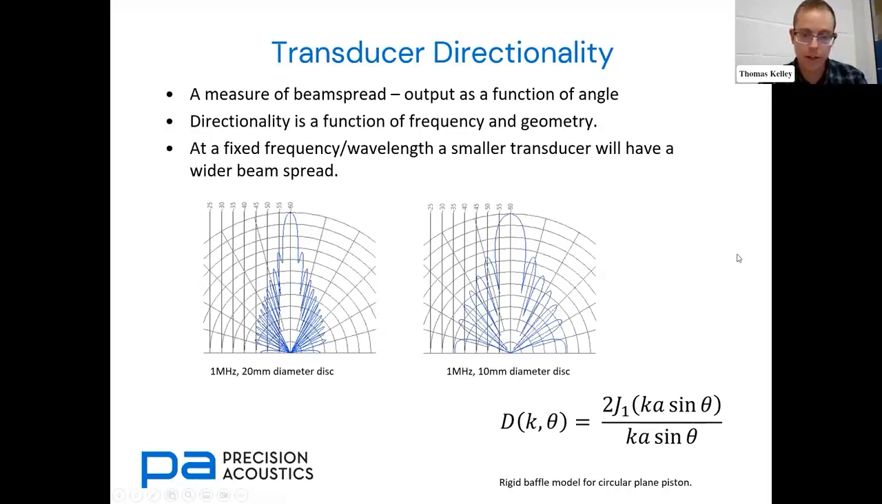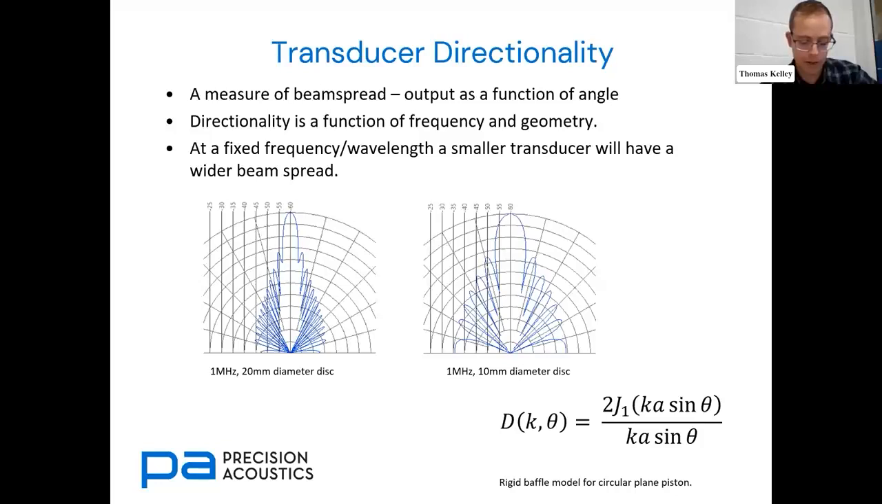As it says here in summary, for a fixed frequency, a smaller transducer will have a wider beam spread. Although if you consider the beam width close to the transducer, a wider transducer will have a wider beam width, but not necessarily the spread. So there are definitely beam shape implications when choosing a transducer geometry.